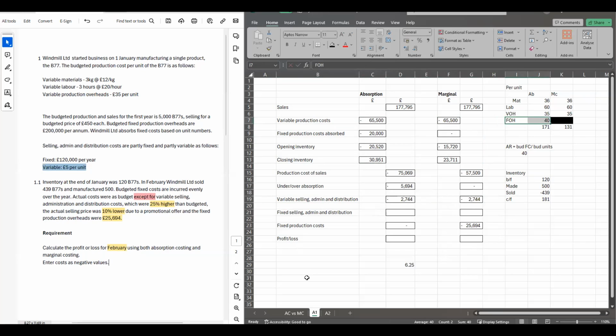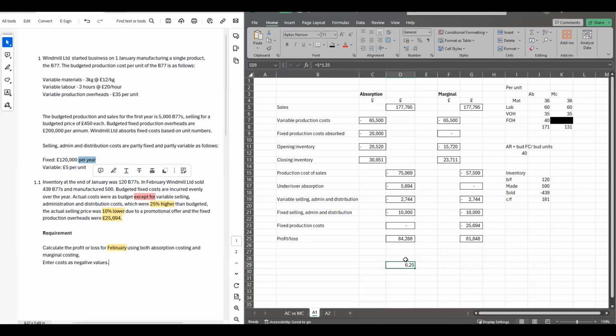Finally, we've then got the fixed selling, admin and distribution costs, which there was no mention were different from the budget, but of course the information provided here was per year. So we just need to make sure that we do 120,000 divided by 12 because we're doing this for the month of February. Now, what we can then do, and it's a really nice thing on these questions, is you can total up this and you'd have to put all the numbers in on your calculator.